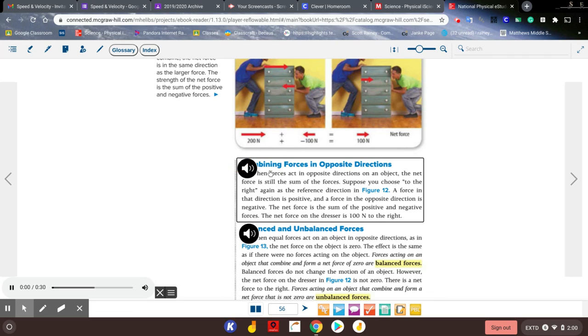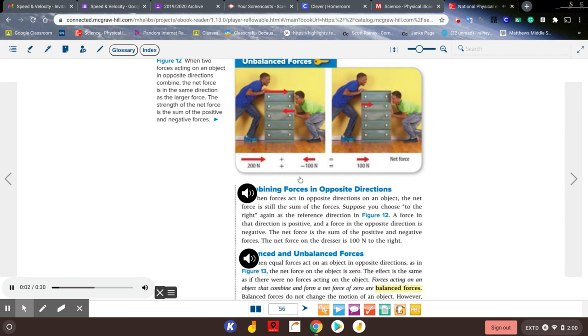Combining forces in opposite directions. When forces act in opposite directions on an object, the net force is still the sum of the forces. Suppose you choose to the right, again, as the reference direction in Figure 12. A force in that direction is positive, and a force in the opposite direction is negative. The net force is the sum of the positive and negative forces. The net force on the dresser is 100 newtons to the right.